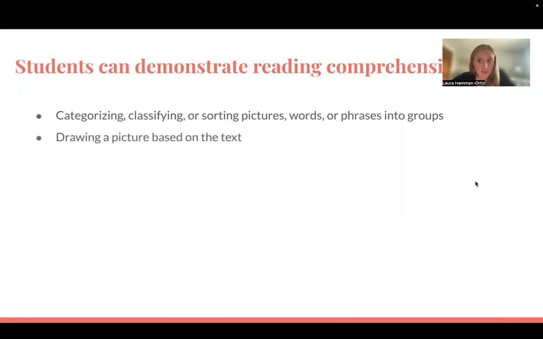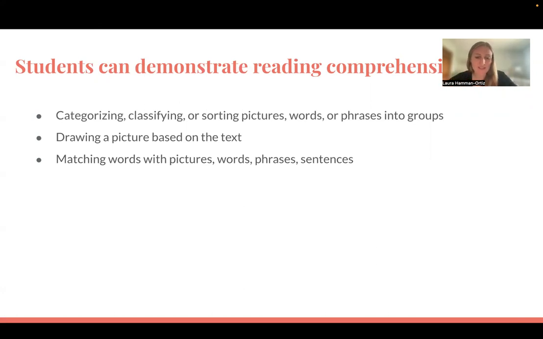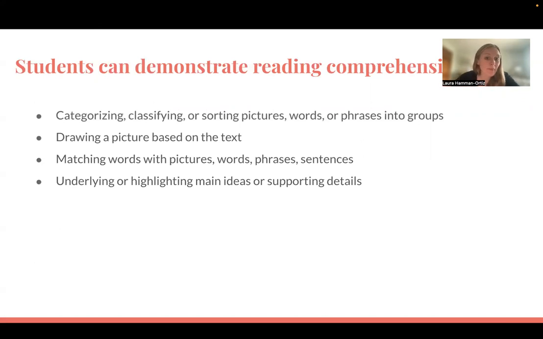Drawing a picture based on the text. So you could ask them to draw what each of these environments looks like to show you that they understood. Matching words with pictures, words, phrases, and sentences. So again, you could have different words that correspond to these 3 different areas and have them match them to pictures or to sentences to show that they understand the meaning behind these different types of living spaces. You could have them underline or highlight main ideas to show you that they're able to pull out the key details or ideas that are informing what they understand from the passage.